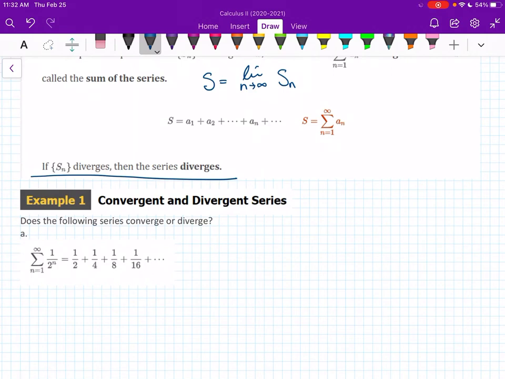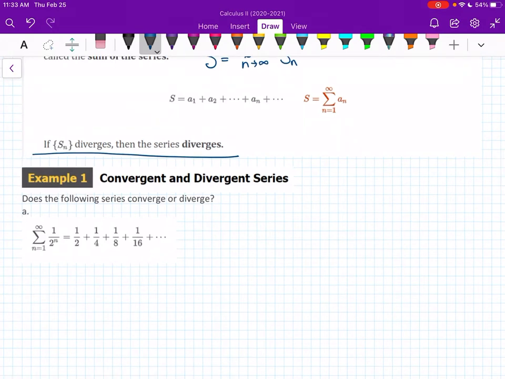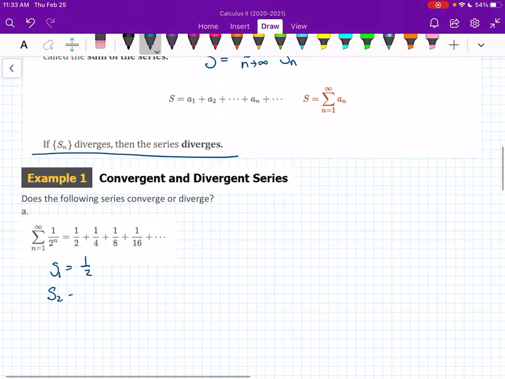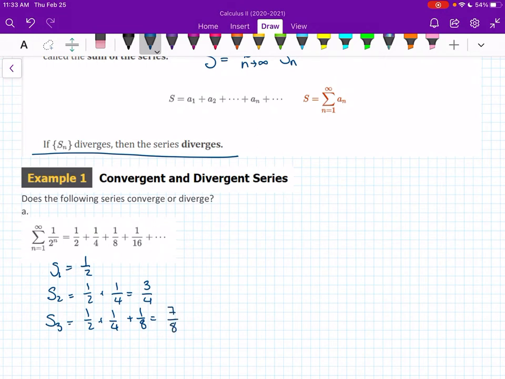So our first example, we have 3 examples, and for each of these, we're asking, does the following series converge or diverge? So in order to do this, we're going to look at the partial sums. So if I have the series from 1 to infinity of 1 over 2 to the n, my first partial sum is going to be 1/2. My second partial sum is going to be 1/2 plus 1/4, which is 3/4. My third partial sum is 1/2 plus 1/4 plus 1/8, which is 7/8.